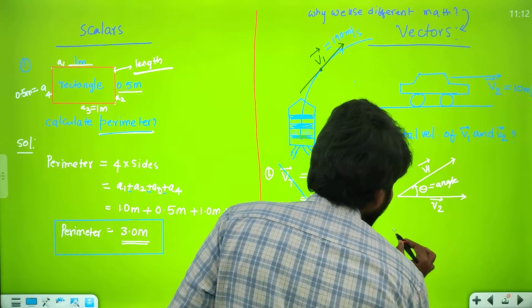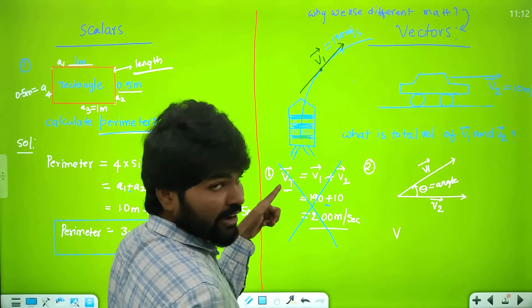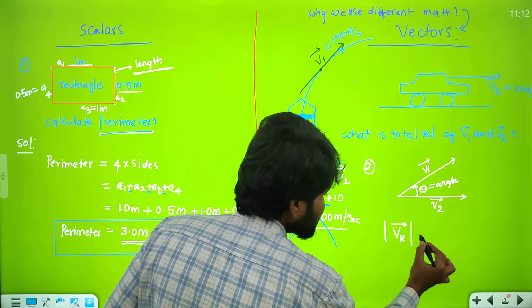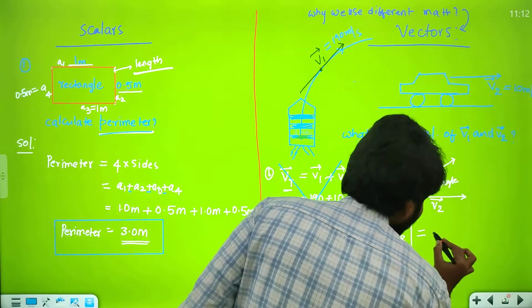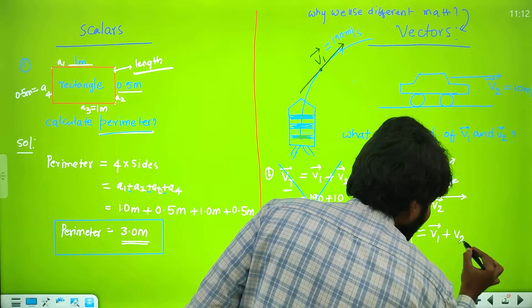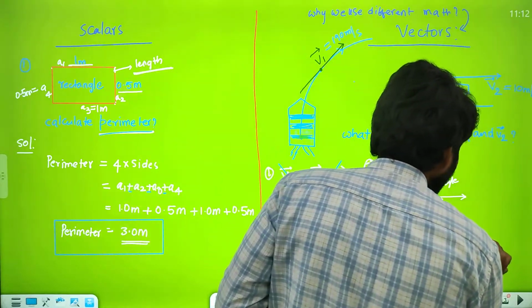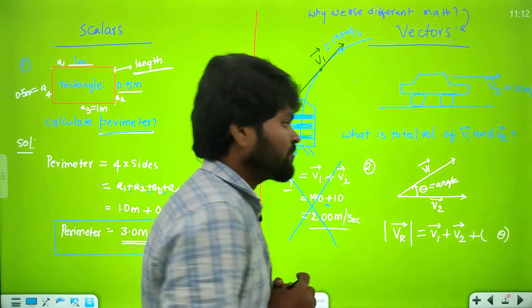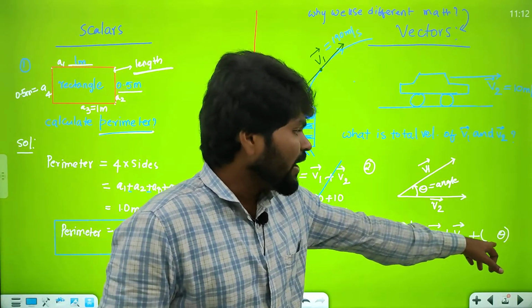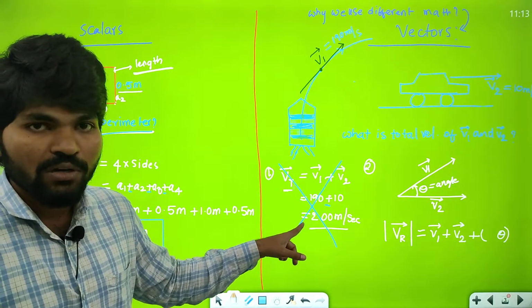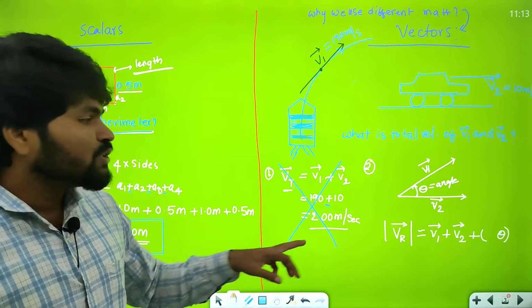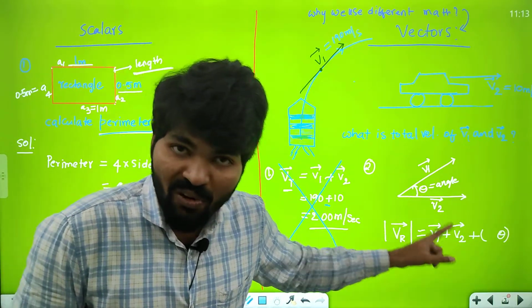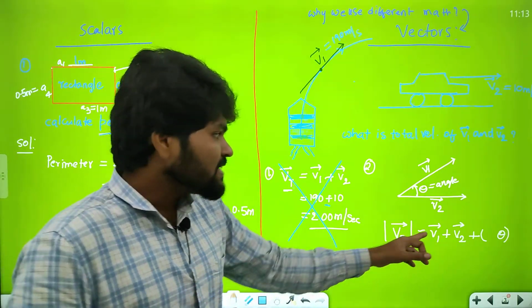in vector we are not using that total vector, we have to use the resultant vector, which equals V1 plus V2, something which is associated with theta. See here, I included theta here, but here I did not include theta. So that's why this algebra concept is wrong for vectors. This vector calculus concept is right for vector quantities. Hope you understand. That is the difference.